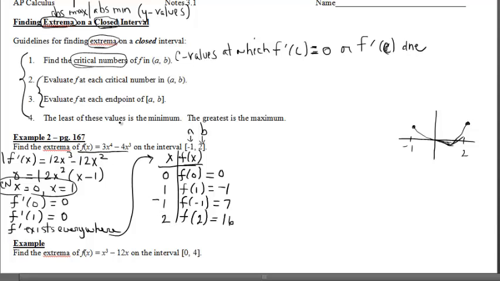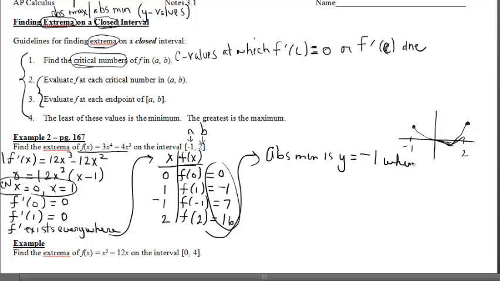Step 4, the smallest of these values, a y value, is the minimum. The greatest is the maximum. So from this information, from this T-chart, we're going to focus our attention on these values. I'm just going to say the absolute min is y equals -1. Now you could say when x equals 1, but the true answer to this problem is the y value.